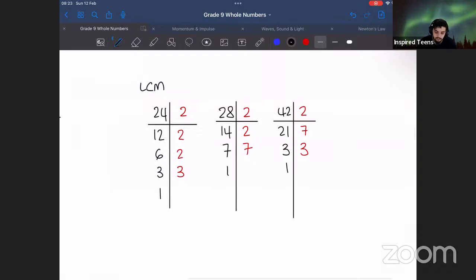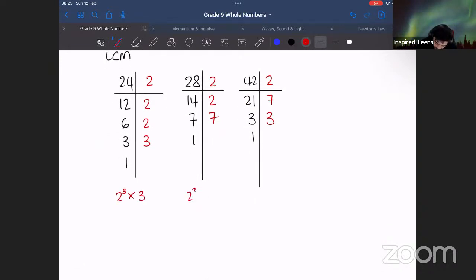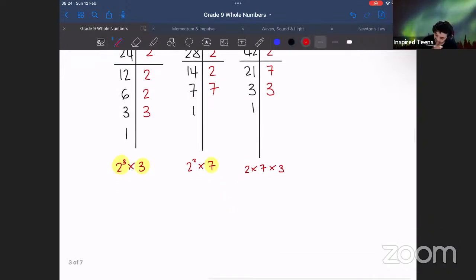So remember, with LCM, you have to do the prime factorization, which is done. You thereafter have to write it in exponent notation. This would be 2 cubed times 3. This would be 2 squared times 7. This would be 2 times 7 times 3. So we have a 2, a 3, and a 7 within our factors. Our job is to identify the factor with the highest power. So for 2, that would be 2 cubed. For 3, it would just be 3. And for 7, it would just be 7 to the power of 1. The highest overall.